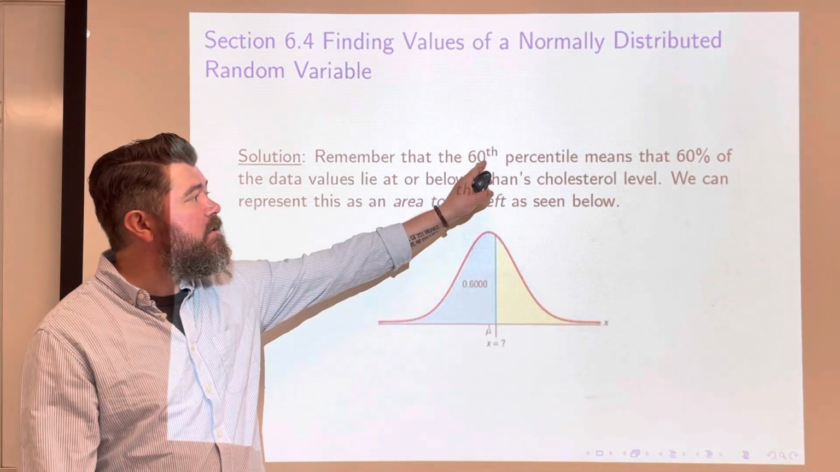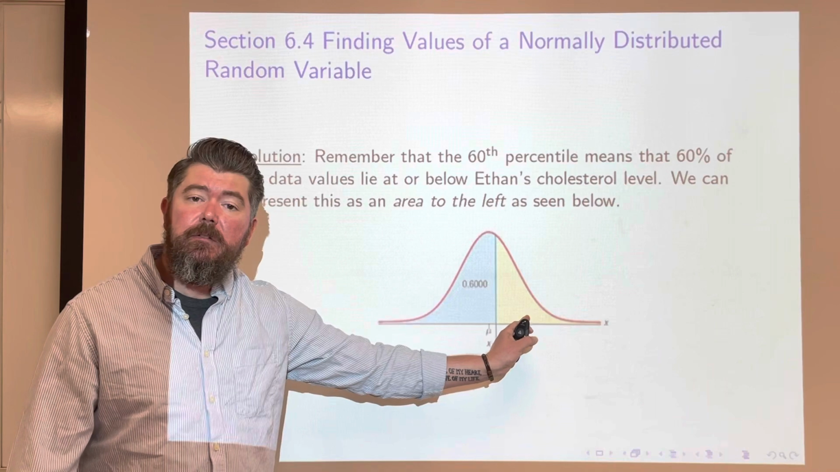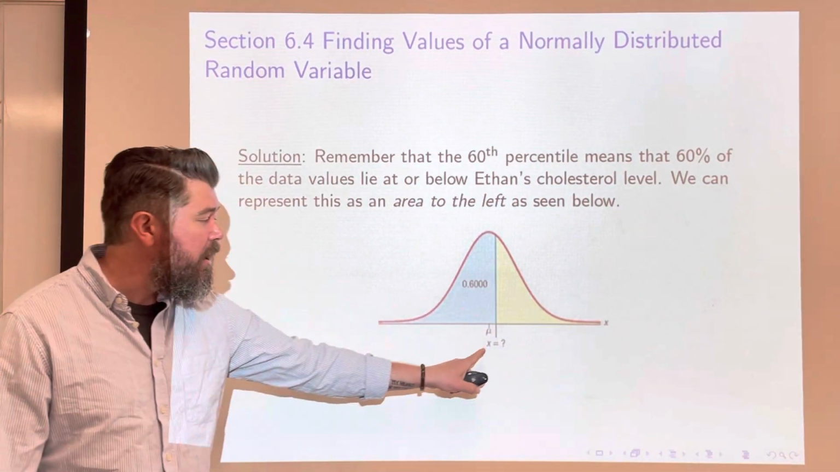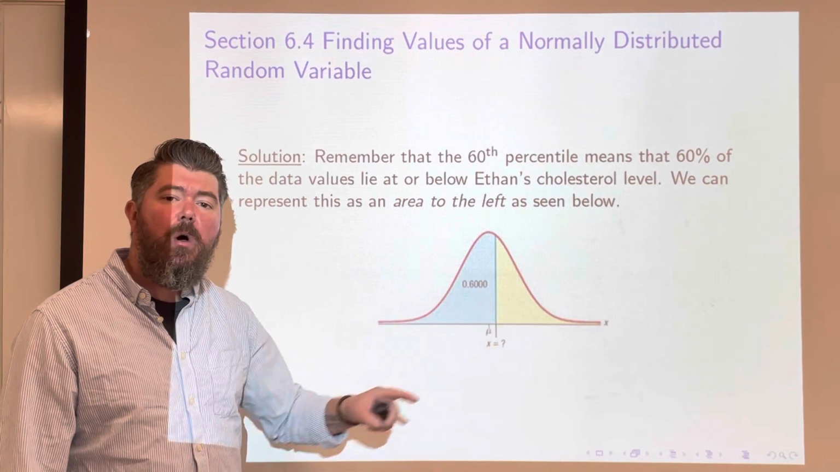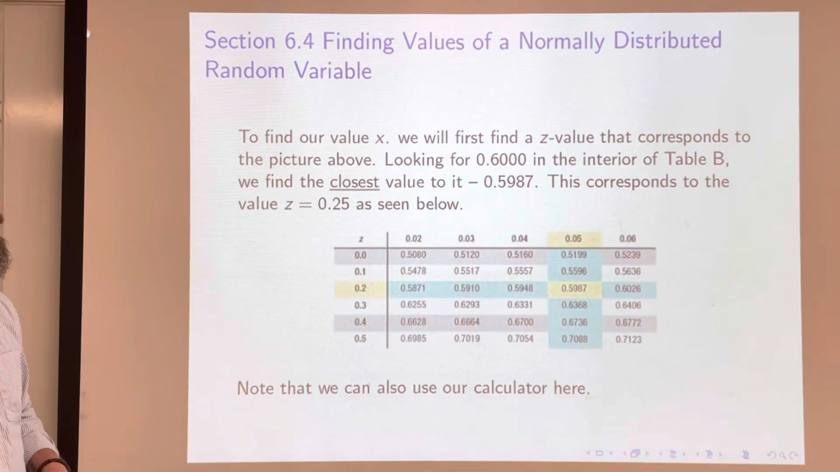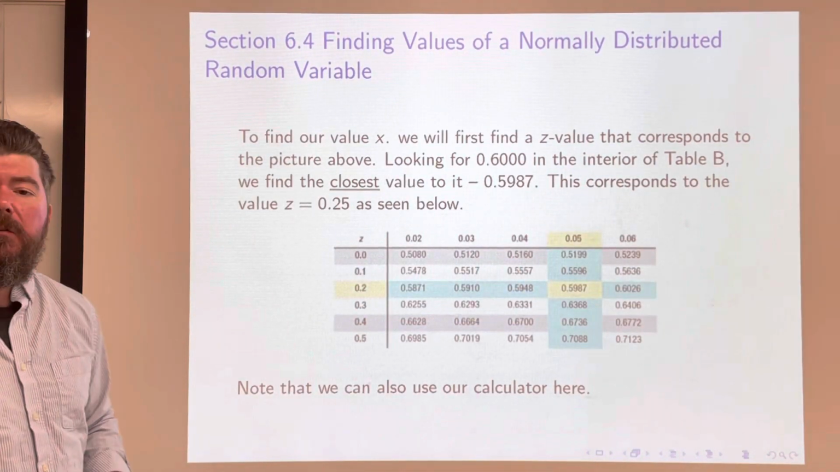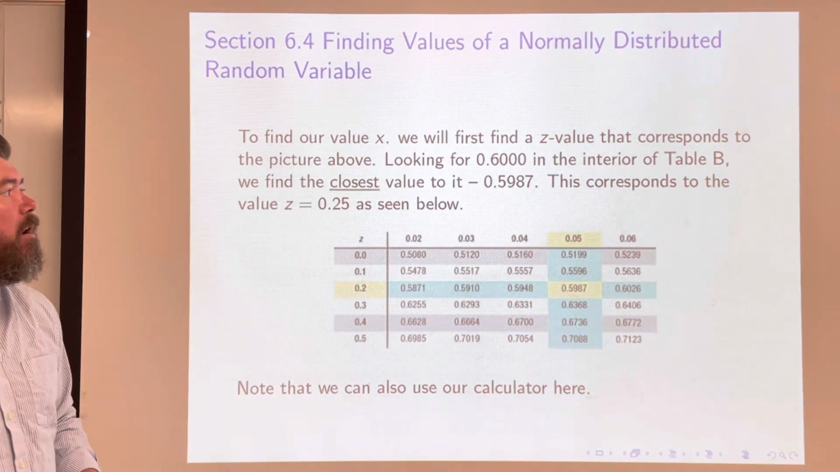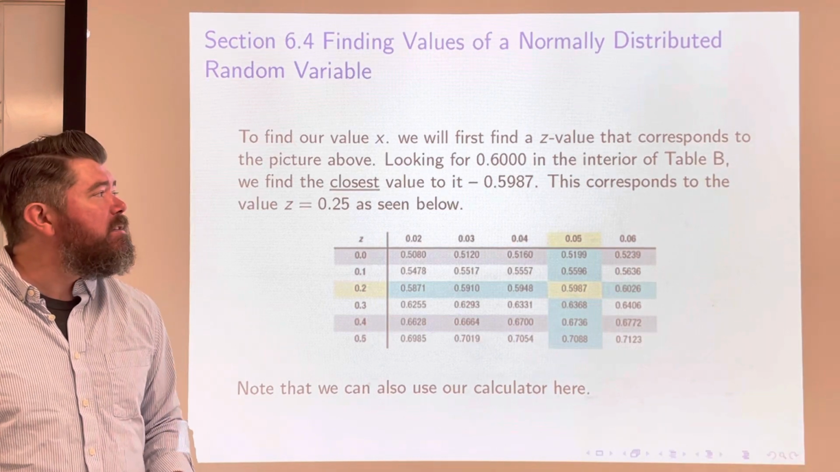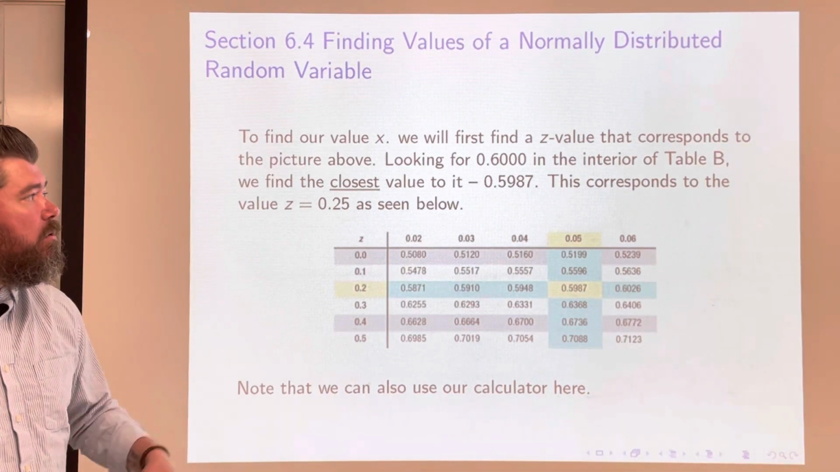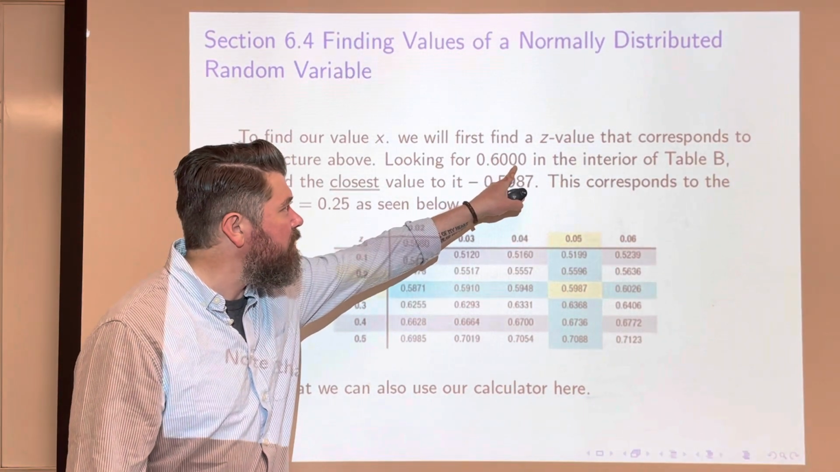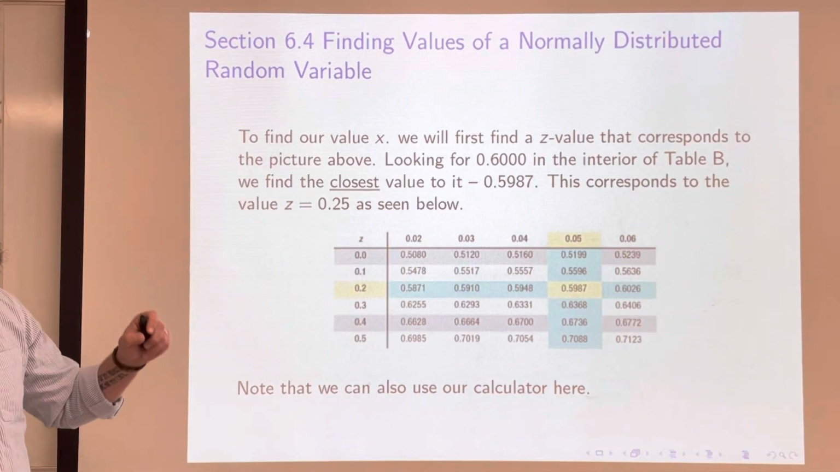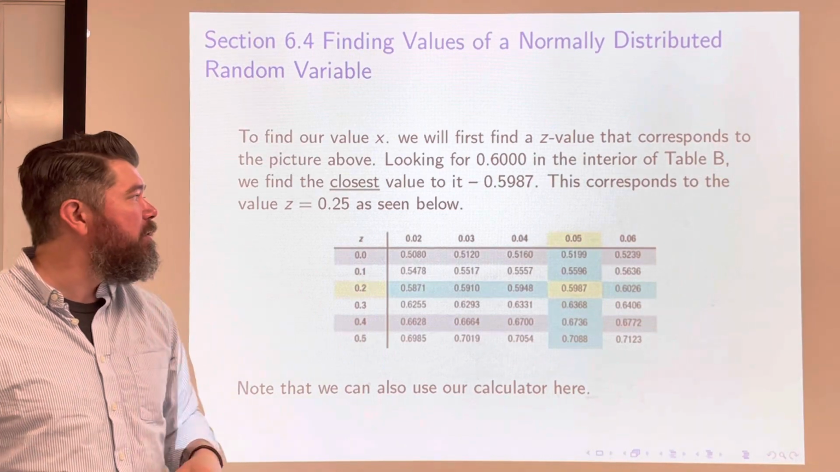And 60% lies beyond 50%. So it's going to be to the right of mu. Now this is the x value we want to find. To find our x value, we will first find a z value that corresponds to the picture above. Looking for 0.6000 in the interior of table B, we find the closest value to it.